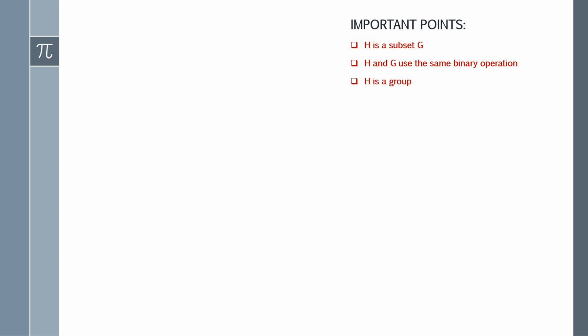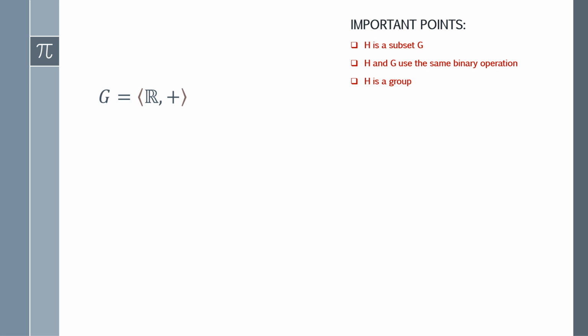Okay, now let's have another example. These are the important points that need to be fulfilled in order to verify that H is a subgroup of G. First, H should be a subset of G. Next, H and G use the same binary operation. And H should be a group. Okay, let's begin with this example. Let G be the group of real numbers under addition.